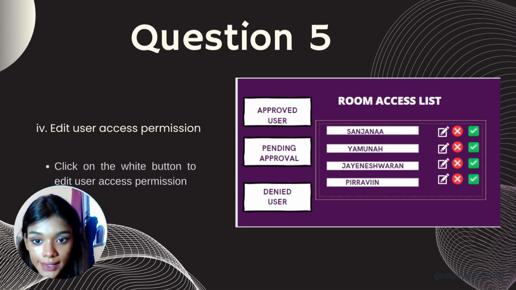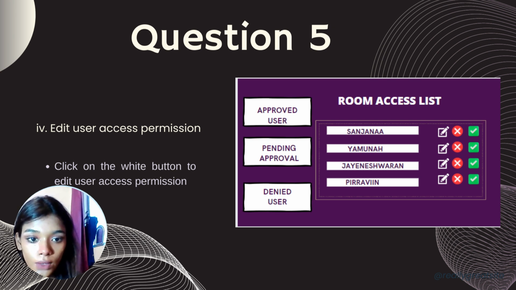For question 5, edit user access permission, click on the Y button to edit user access permission. On this interface, I've added one white button right beside the X and the tick button. You can click on that and it allows us to edit the access permission.